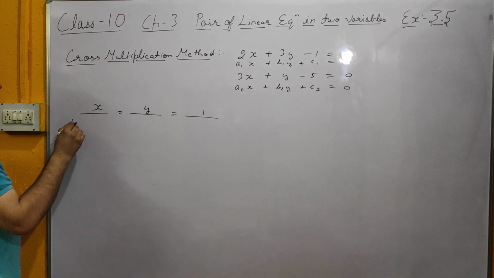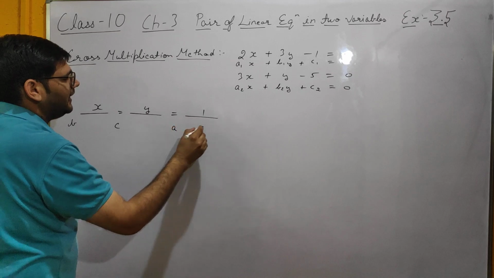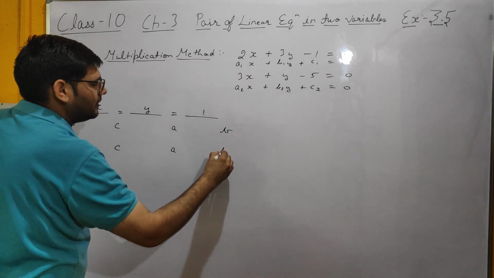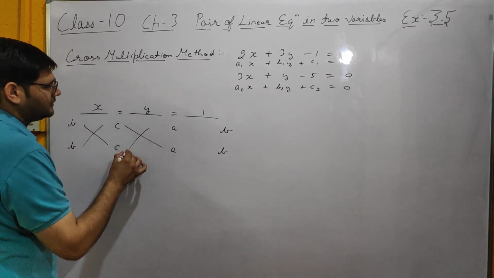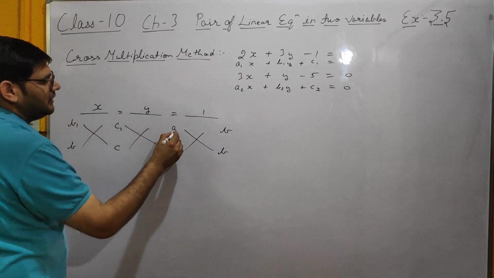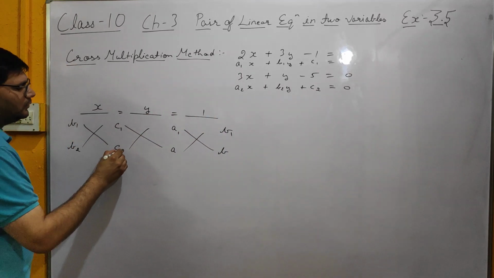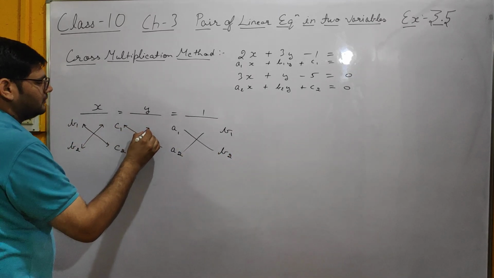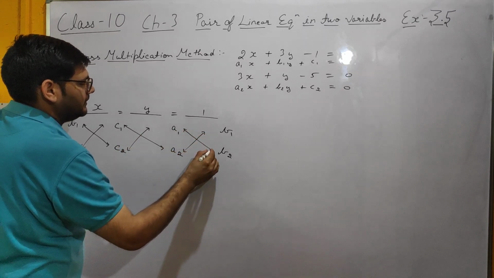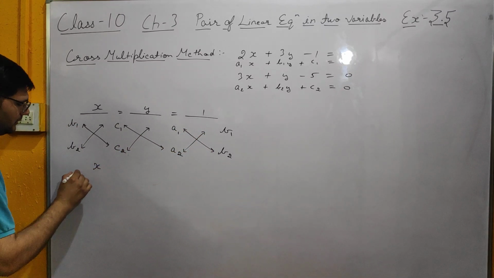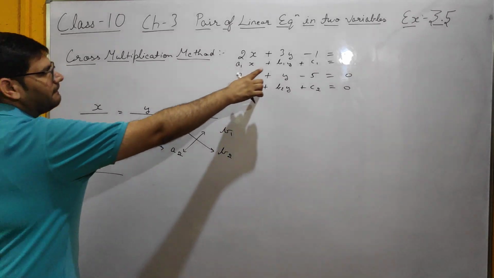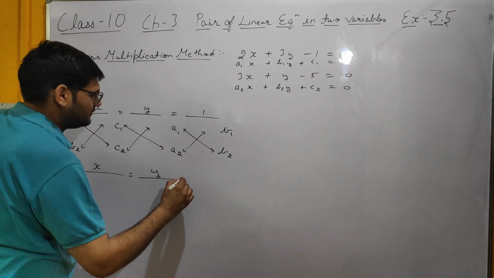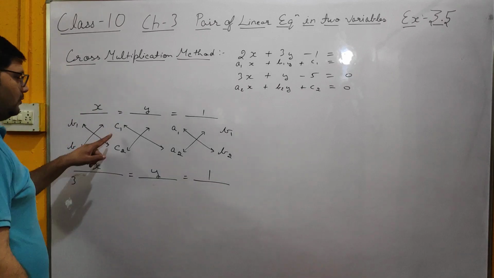we'll start from b, c, a, b, cross, cross, cross. Upper ones are the values for the first equation and lower are for the second. Arrows. So this is the cross multiplication method. Now x upon, what is b1? 3. Okay, then equal to, let's complete it first, 1 upon, then what is c1?